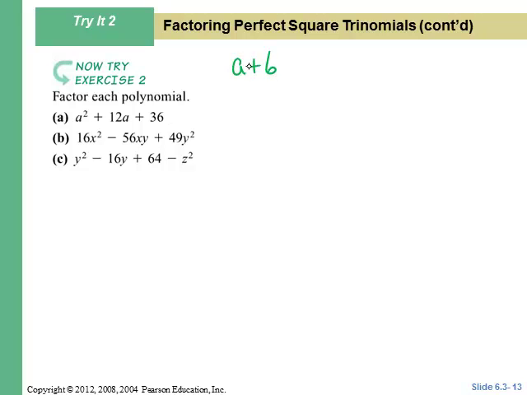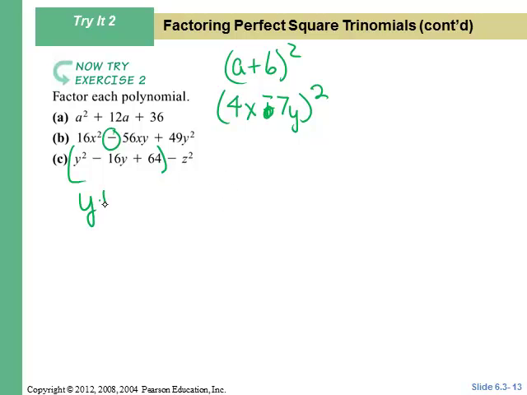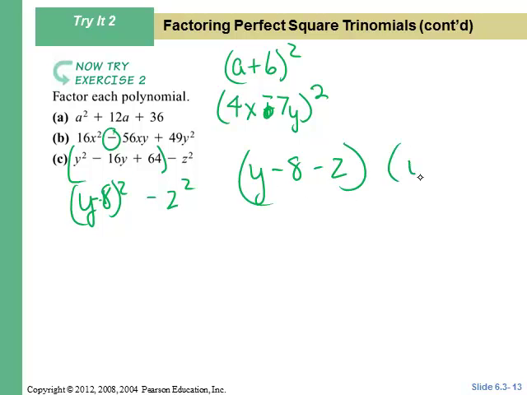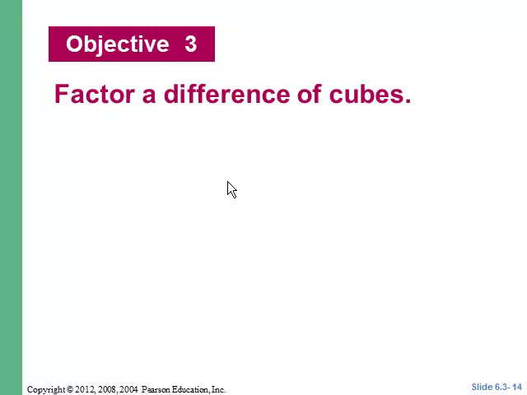A plus 6 squared, 4x plus 7y squared. Oops, this is supposed to be minus. I didn't see the minus sign there. This last one, this is a square. This is y minus 8 squared minus z squared. So it's y minus 8 minus z times y minus 8 plus z. Remember, this part here is inside parentheses twice.